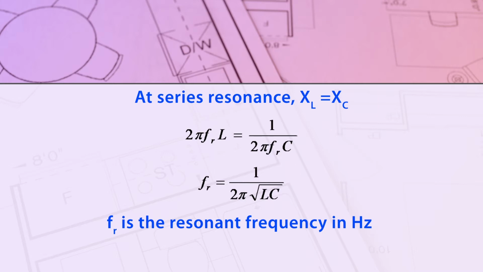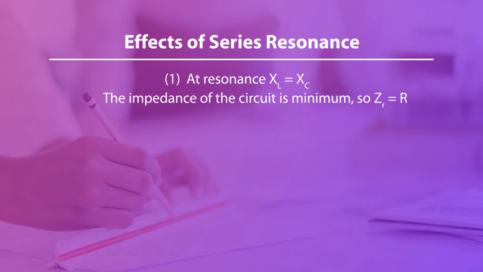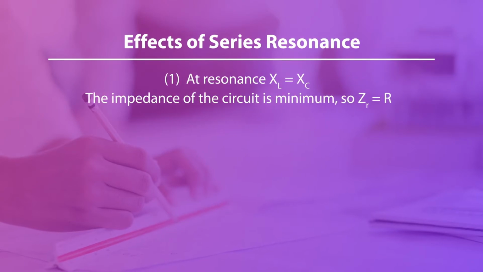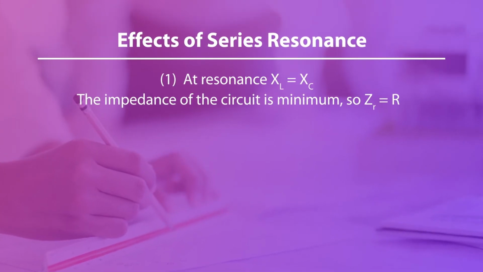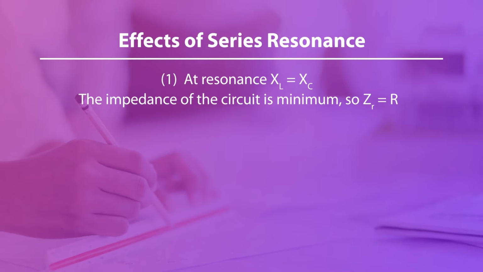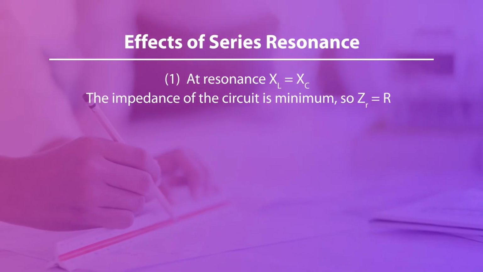Now we have to understand the effects of series resonance. The first condition is what? At resonance XL is equal to Xc. So the impedance of the circuit is minimum because Z is equal to R. So this impedance of the circuit is minimum, or you can say it is equivalent to the resistance of the circuit.